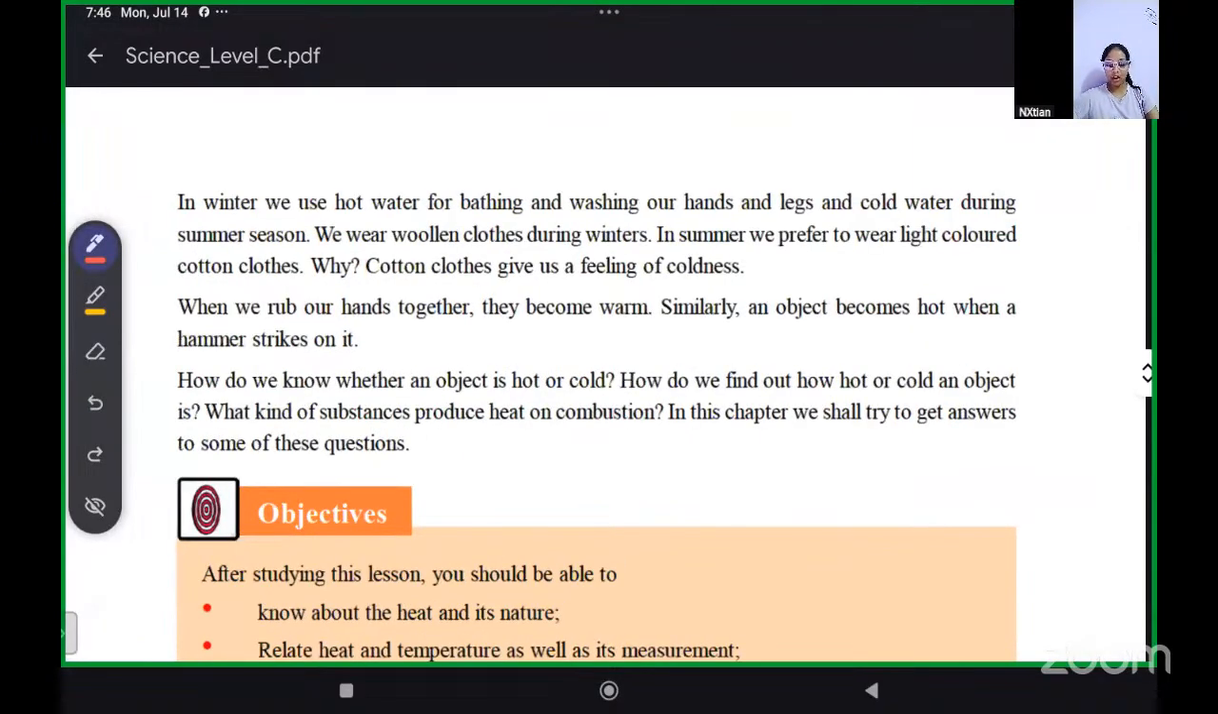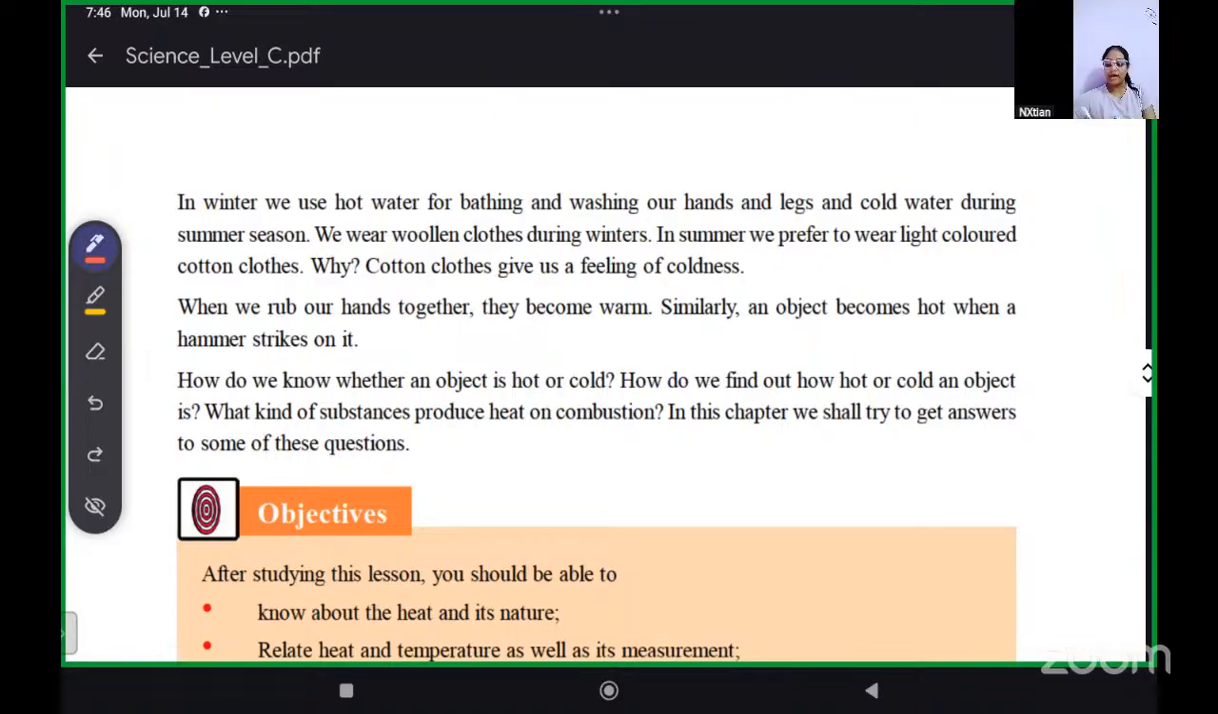summer season. We wear woolen clothes during winters. In summer, we prefer to wear light colored cotton clothes. Why? Because cotton clothes in summer keep us cool because they allow air to pass through our clothes.